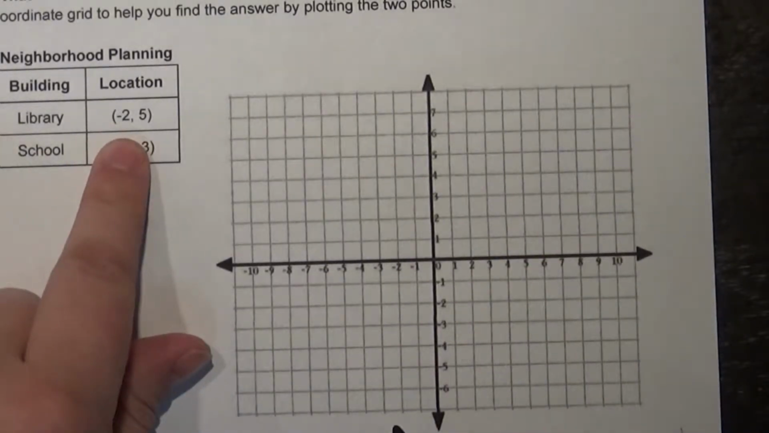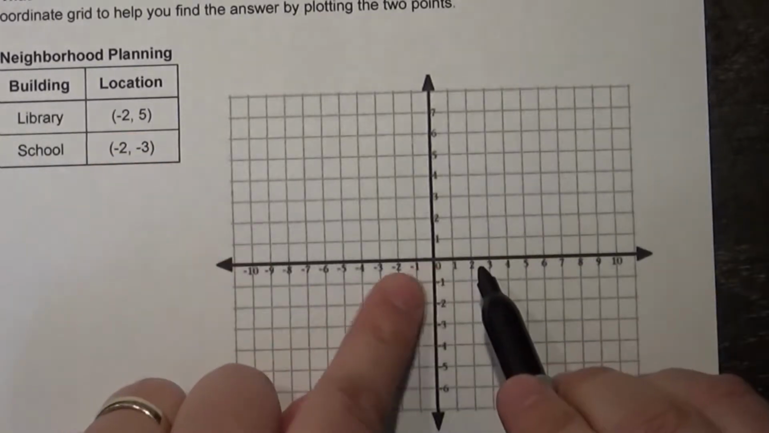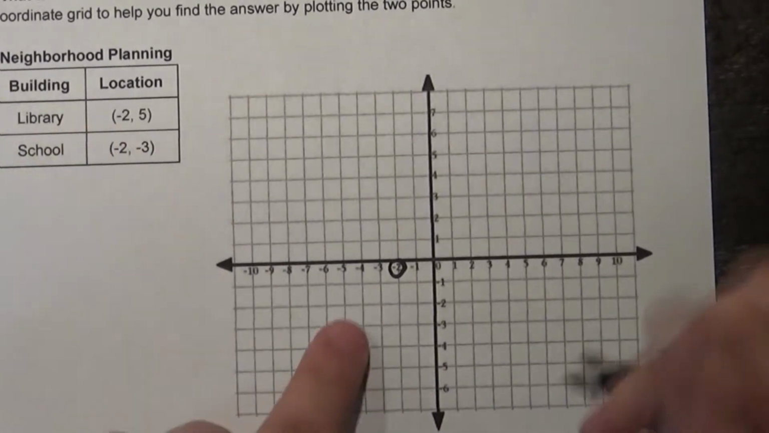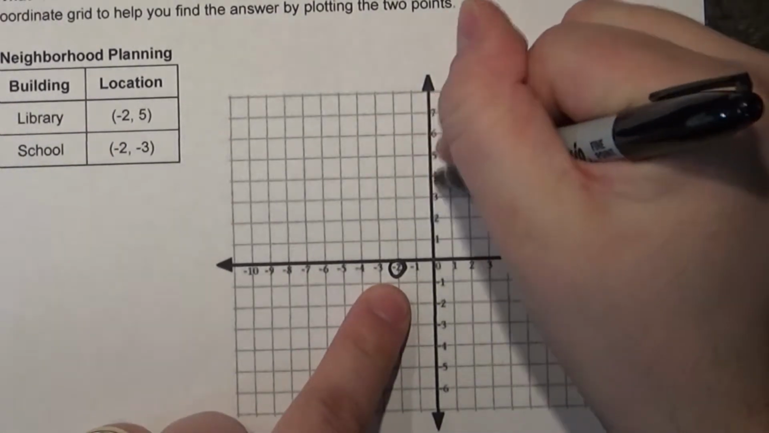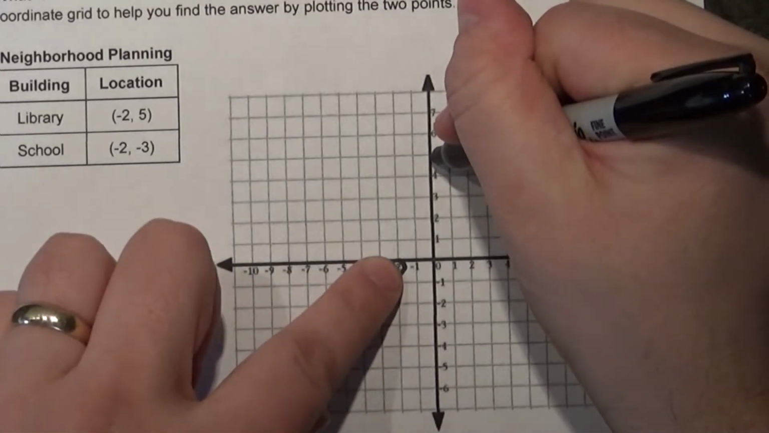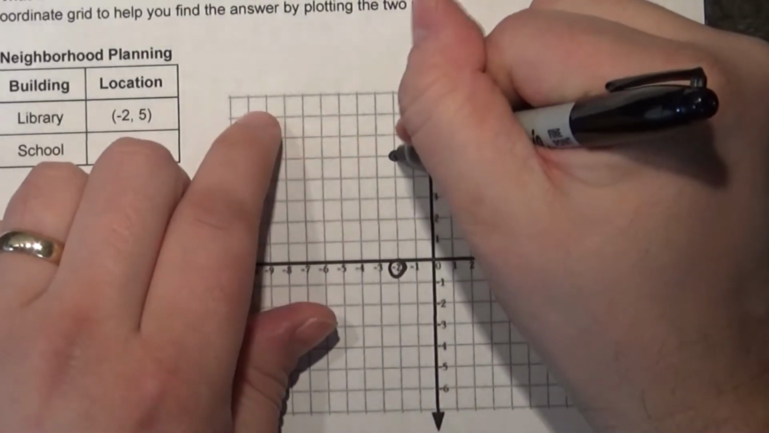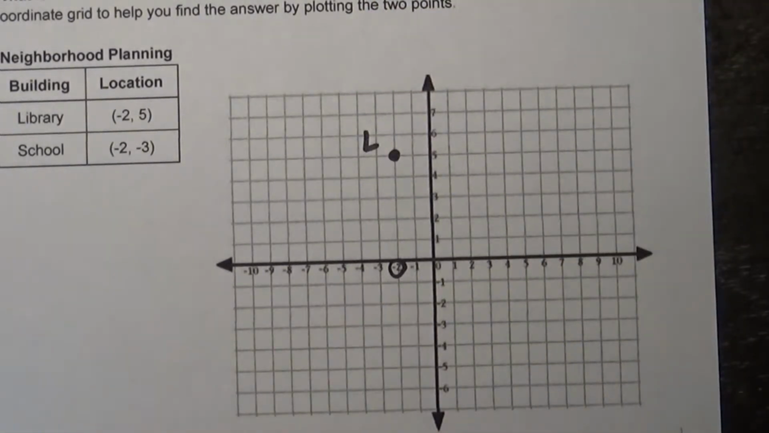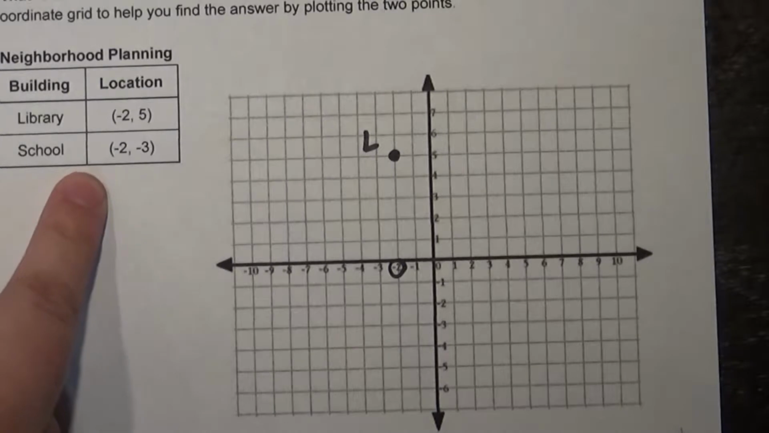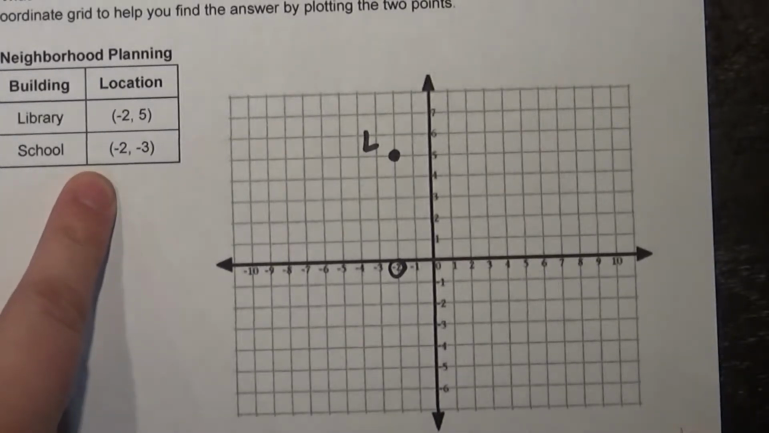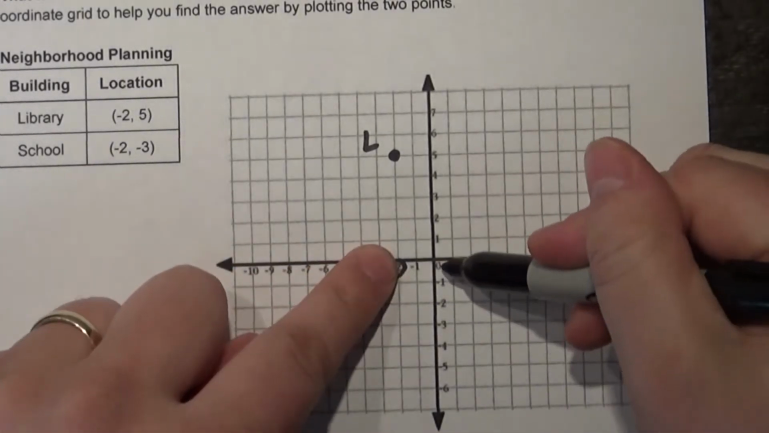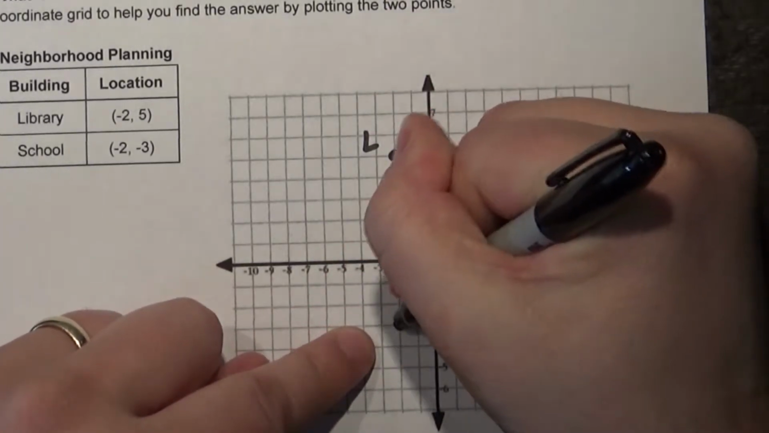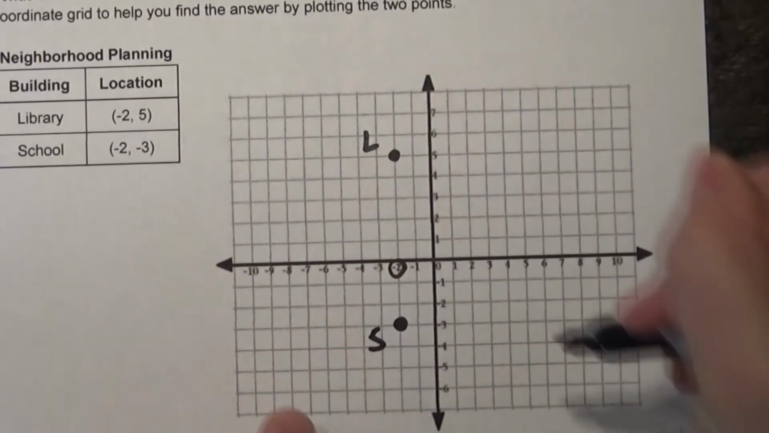So this one says (-2, 5). That means I'm going to go over -2, and right here is -2. And then I'm going to go up 5. That means I'm going 1, 2, 3, 4, 5. And there it is. If I draw a line here with my fingers, right here where -2 and 5 meet is the location of my library. I'm going to mark that with an L. The school is at (-2, -3). So let's see, there's my -2. Now I'm going to go to -3, which is right here, and draw a line here with my fingers. And right here, this dot represents the location of my school.